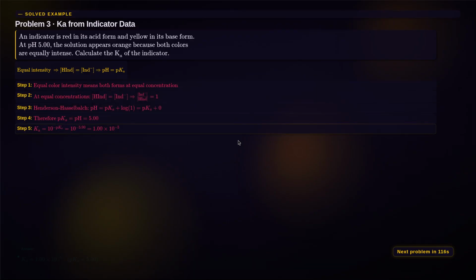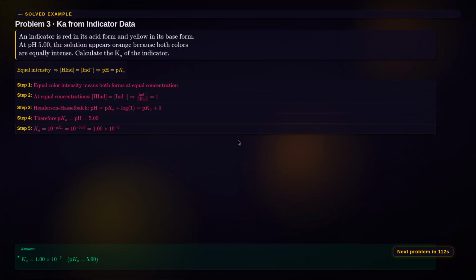Problem 3. Ka from indicator data. An indicator is red in its acid form and yellow in its base form. At pH 5.0, the solution appears orange because both colors are equally intense. Calculate the Ka of the indicator.